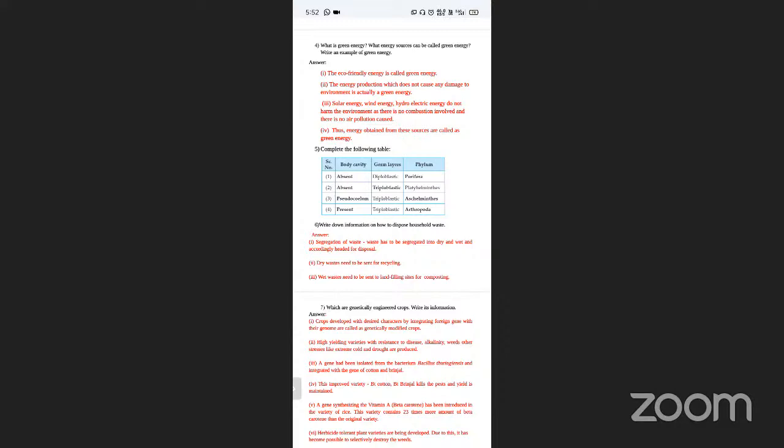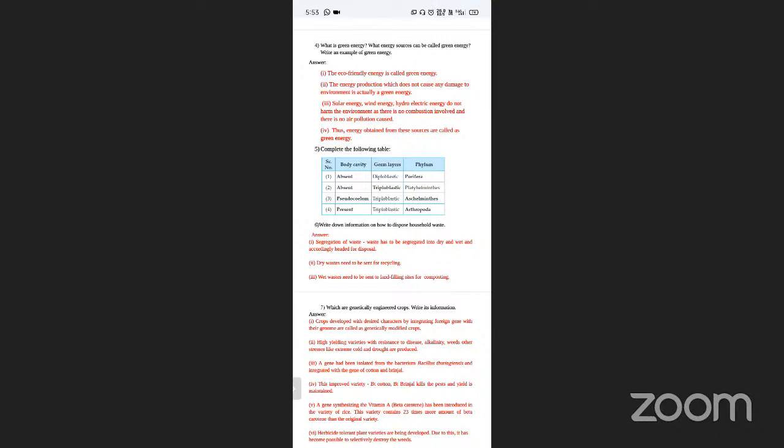The first thing, eco-friendly energy is called green energy. Now, what is this eco-friendly energy? The energy production which does not cause any damage to the environment is a green energy. Such an energy which does not cause any harm to nature is called green energy. Point number 3, you can give examples such as solar energy, wind energy, hydroelectric energy. They do not harm the environment as there is no combustion involved and no air pollution caused. Thus, energy obtained from these sources is called green energy. Very simple and straight. Firstly, define green energy. Secondly, write the energy sources which can be called green energy. And give examples of green energy.